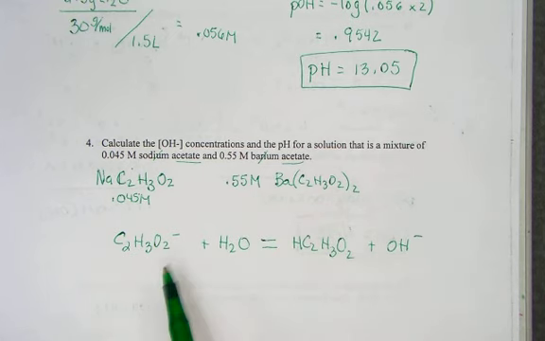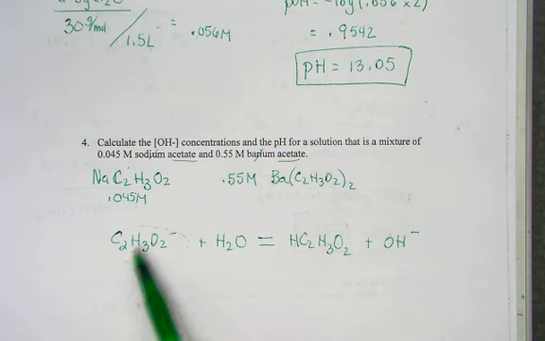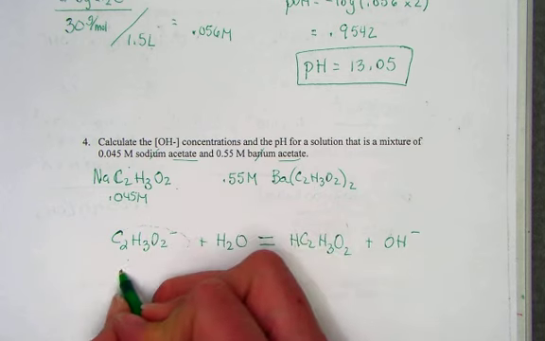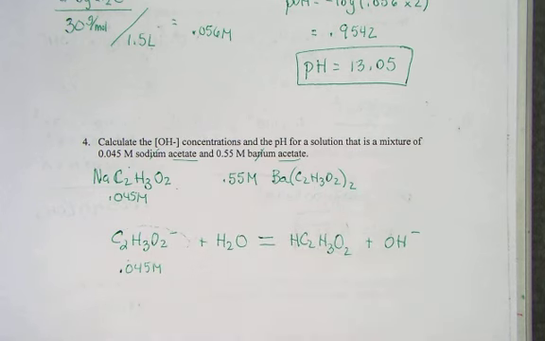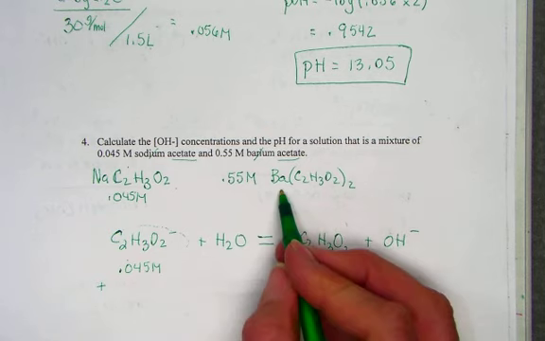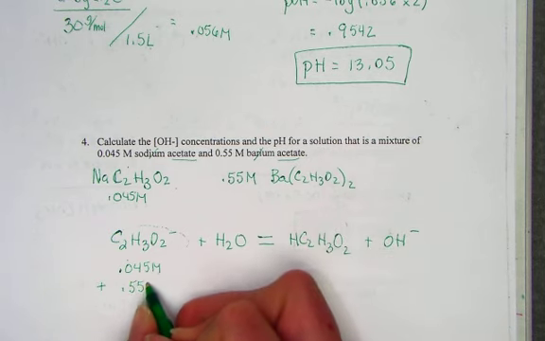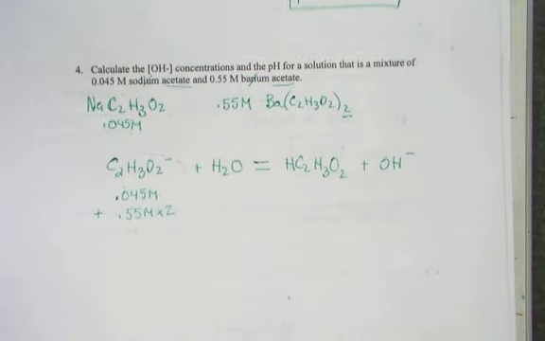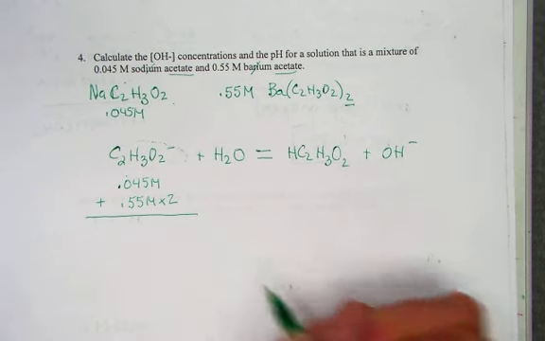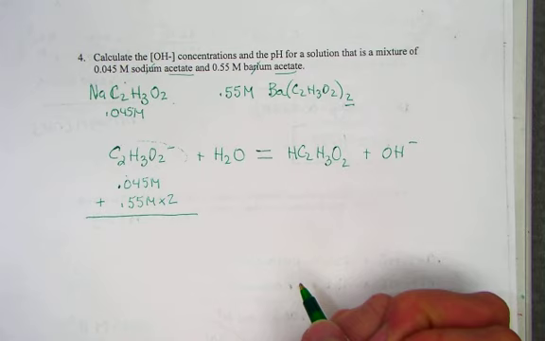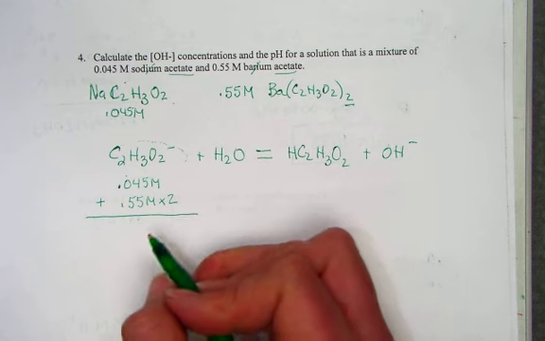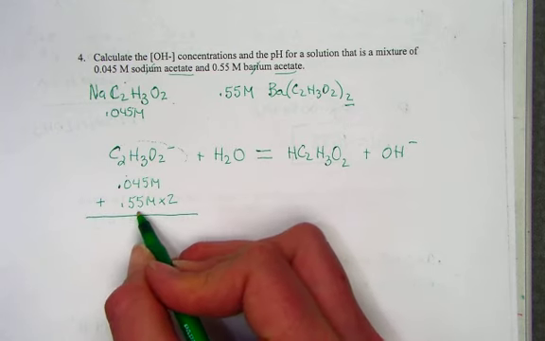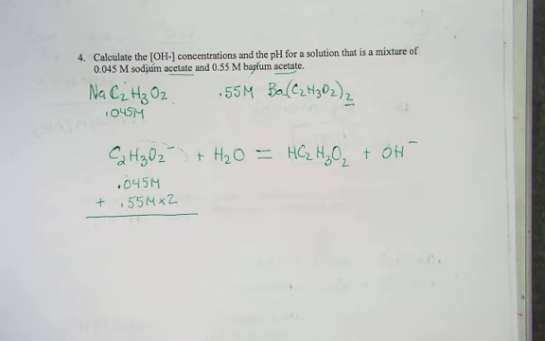We need to work out the initial concentration of the acetate ion by considering the 2 solutions added together. If the sodium acetate contributed 0.045 molar of the acetate ion, and the barium acetate contributed 0.55 molar times 2 for the 2 units of acetate, we have to consider adding those values together to find the new total molarity of the anion called acetate. When I add those together, I find 0.045 plus 0.55 times 2, and I'll hit enter to be sure.